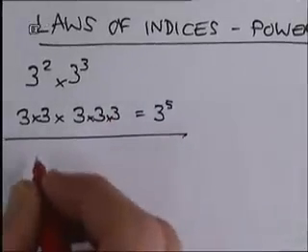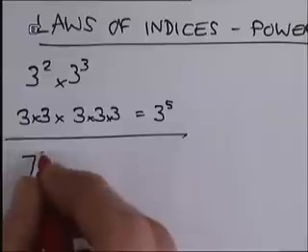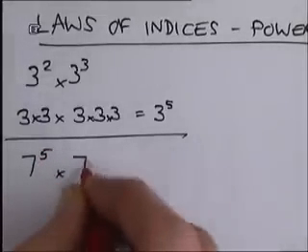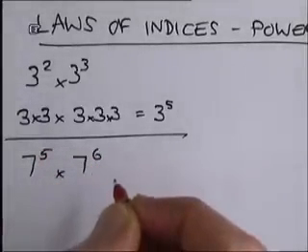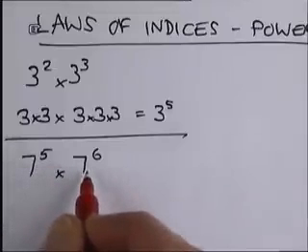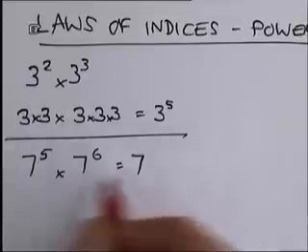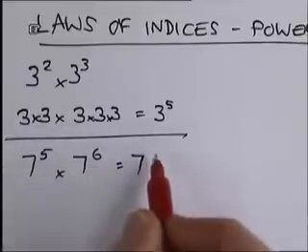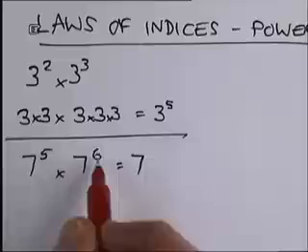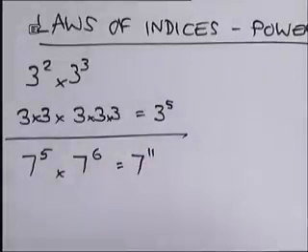So if you have a look at another example, 7 to the power of 5 times by 7 to the power of 6, because the big numbers are the same as each other and we're timesing, that's the same as 7, the big number stays the same, to the power, well, 5 add 6 is 11. So that would be the same as 7 to the power of 11.